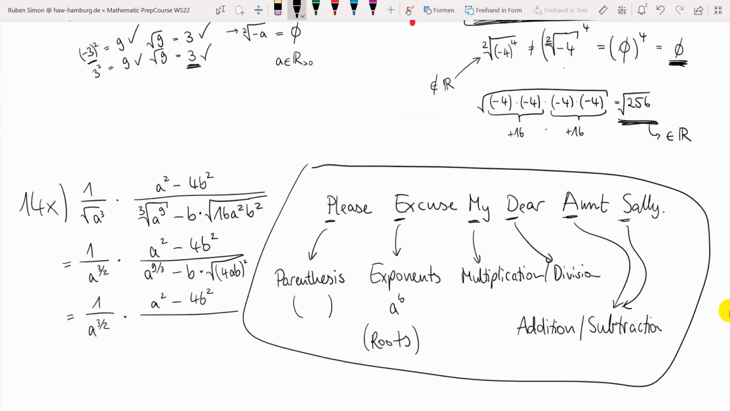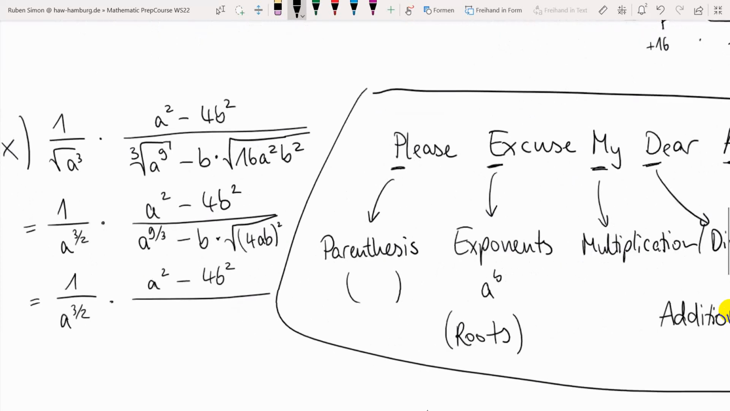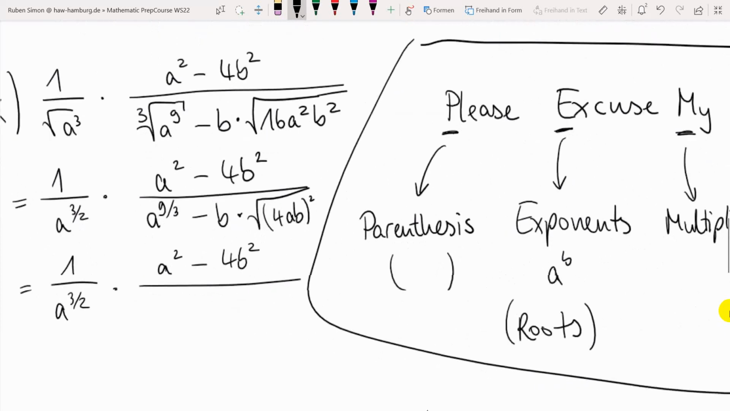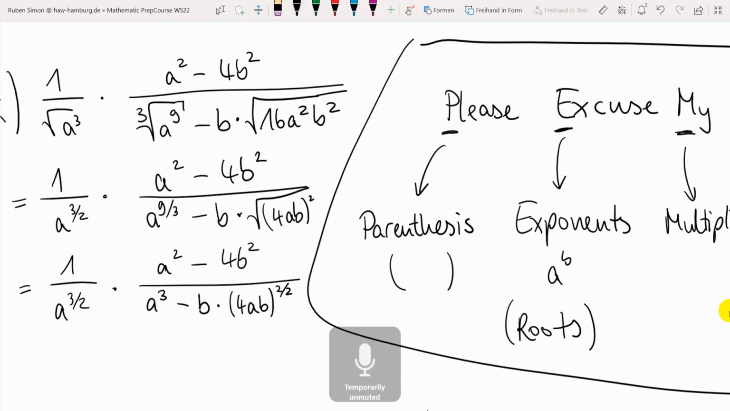And down here, now we can write 9 divided by 3, of course, it's just 3. And now we can apply the rule again. And in this case, this will be (4ab) to the power of 2 by 2, or 2 divided by 2. And as you can see, this is canceling.